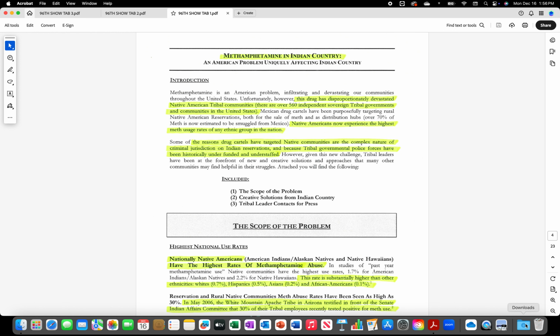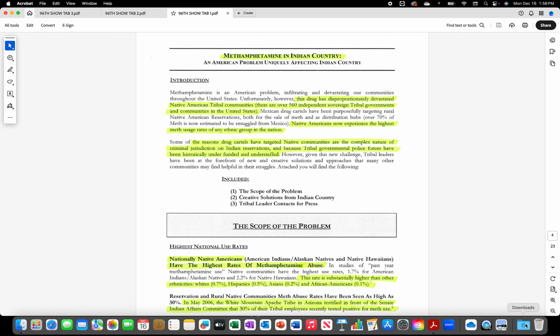So they would have you believe that methamphetamine is devastating a large portion, or some substantial portion of the 560 independent sovereign tribal governments and communities in the United States. However, they never told us how many they were affecting. I'm going to take a wild guess and say the plains, Oklahomas and North Dakotas and all these places where they put the people who they term Native American.